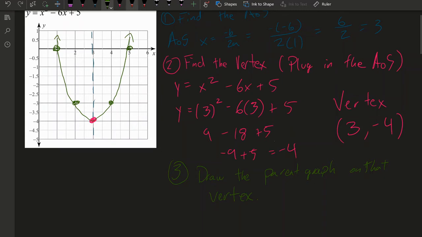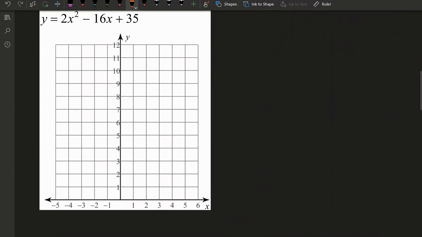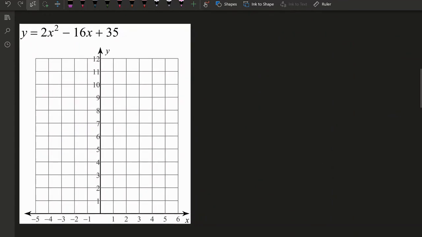Now, there is a step 4 that doesn't apply to this one. Step 4 is going to be apply the vertical stretch. But in this case, the coefficient is 1, so there is no vertical stretch. So we'll deal with that in the next problem. Hey, look, this one's got a vertical stretch in it.